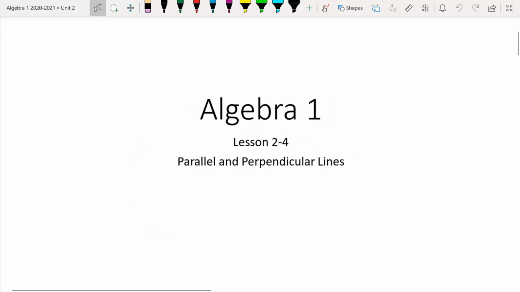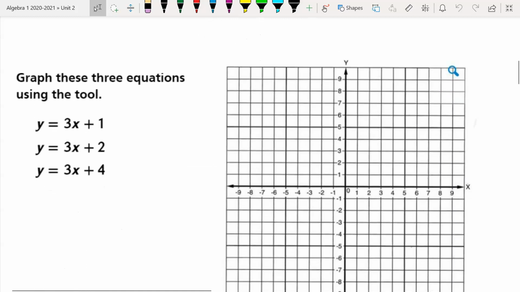With that being said, parallel and perpendicular lines builds off of slope-intercept form, point-slope form, and standard form because we're really focusing on the slope between parallel and perpendicular lines. So, kind of having a little activity here for the first one.